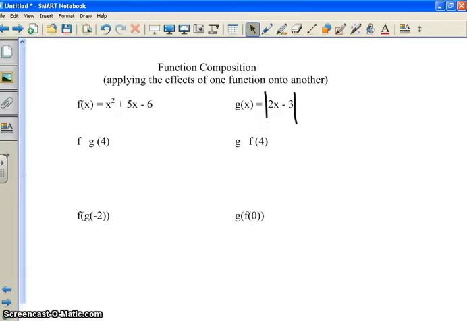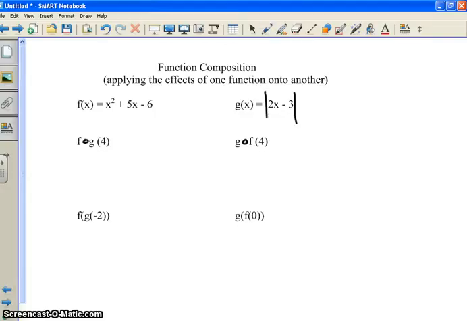To demonstrate this, we're going to use the same two functions that we used yesterday: the f function, which is the parabola x squared plus 5x minus 6, and the g function, which is the absolute value, the V, of 2x minus 3. Now, there are two notations for function composition. Either a whole bunch of parentheses, or the little circle between the two function names, f circle g, g circle f.